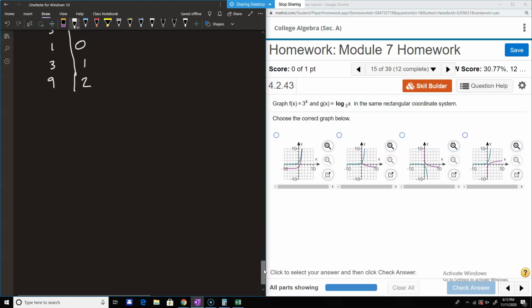You can graph that, or you can do the sketch. If you have your exponential, which in this case is y equals 3 to the x, we have y equals x, which is the 45-degree line through the origin.